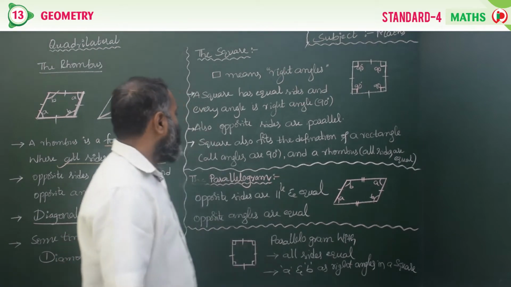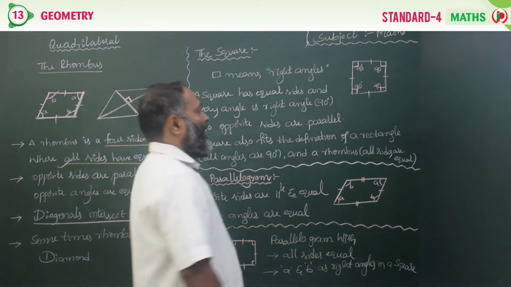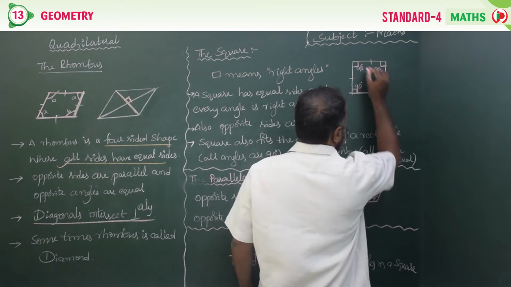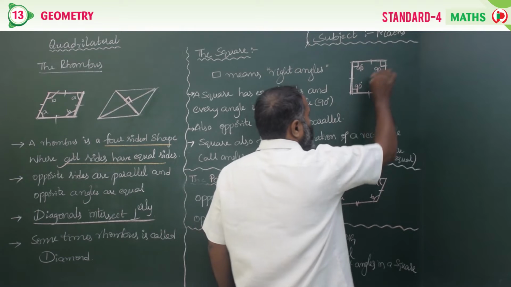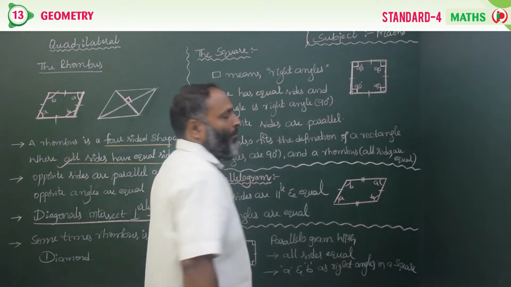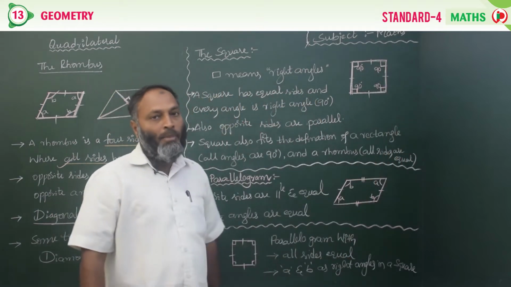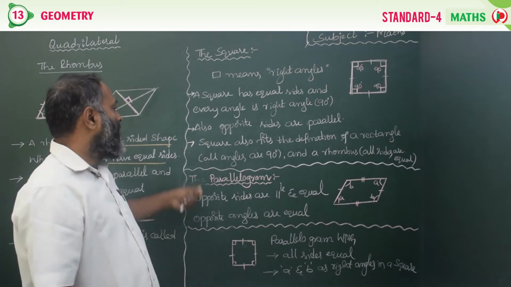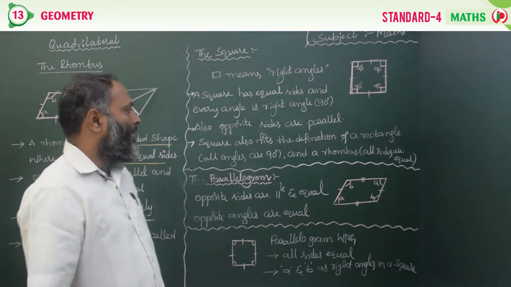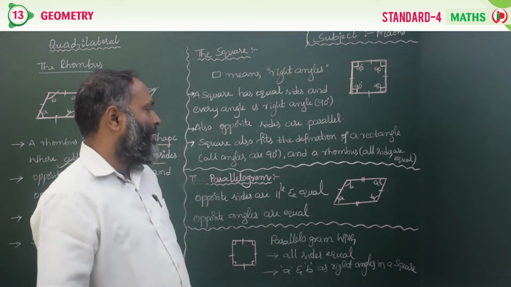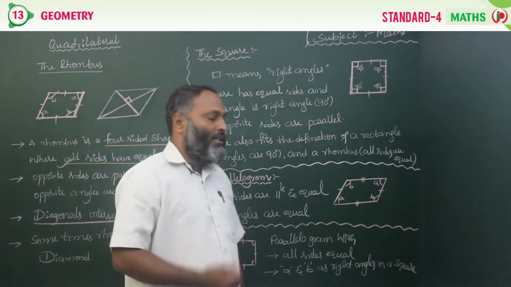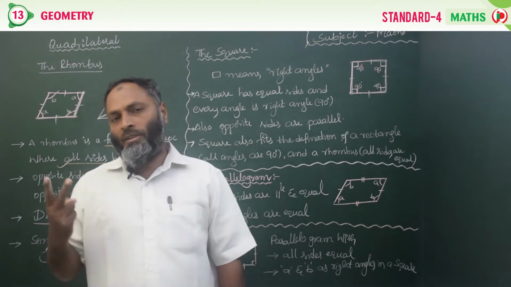Then after that, opposite sides are also parallel. These two sides are opposite sides, they are parallel, and this side and this side, opposite sides, are parallel. Opposite sides are parallel and also equal. Now a square also fits the definition of a rectangle. All angles are 90 degrees, and like a rhombus, all sides are equal. So here it fits two definitions.